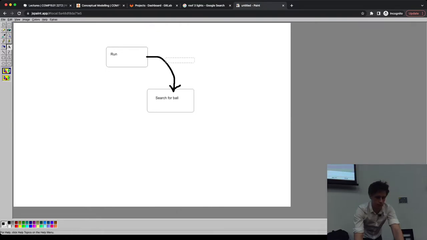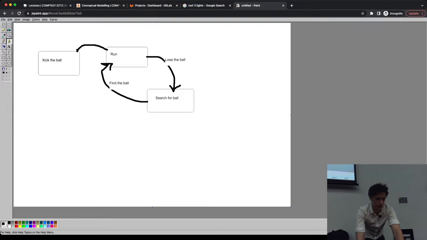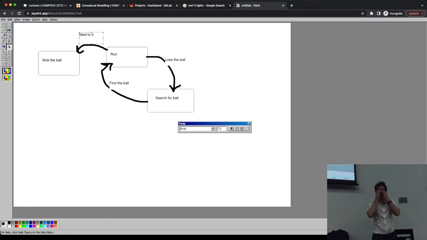So if it loses the ball, what's it going to do? It's going to search for the ball, right? And as it's searching for the ball, if it finds the ball, it might run for the ball again. And also, if it is next to the ball, then it might try and kick the ball. Right? If it's running towards it and then it finally gets next to it, it kicks the ball.